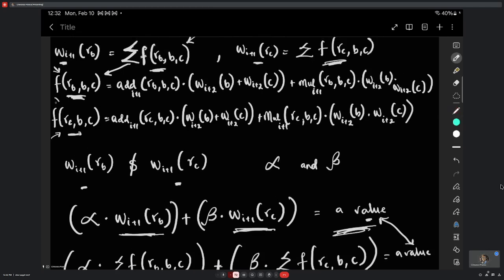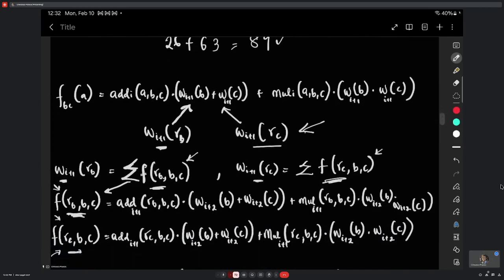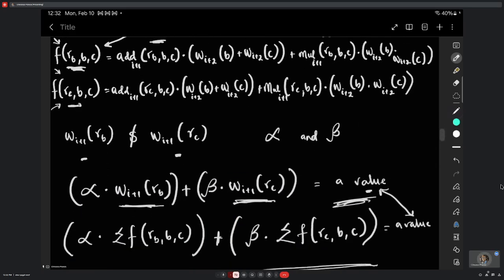I understand this. What I want to get, can you go back to that first equation? So what we get at the end, that equation that we get at the end, is the same thing as saying f of a of this. It's the same thing as saying alpha times wi plus 1 evaluated at rb plus beta times wi plus 1 evaluated at rc.